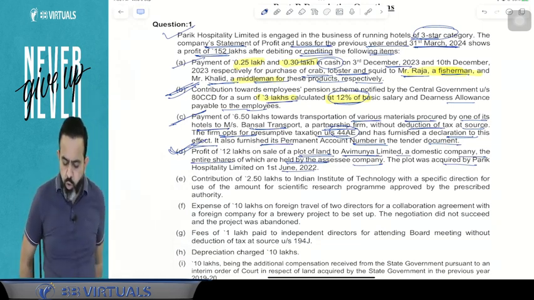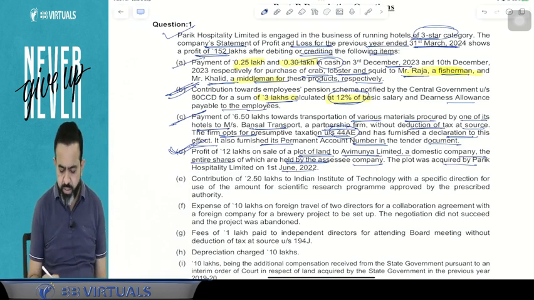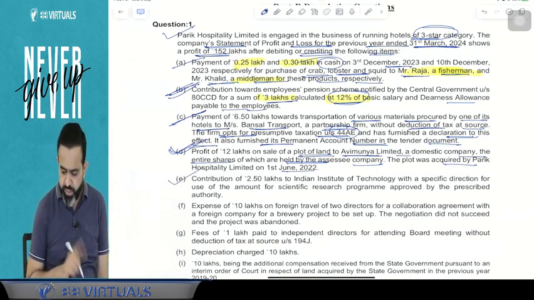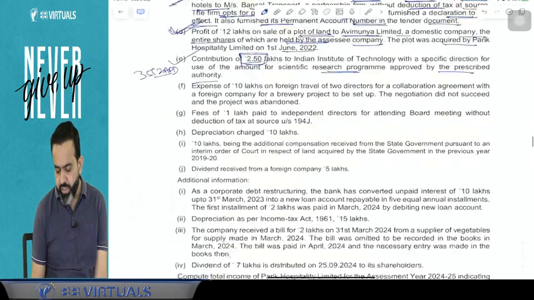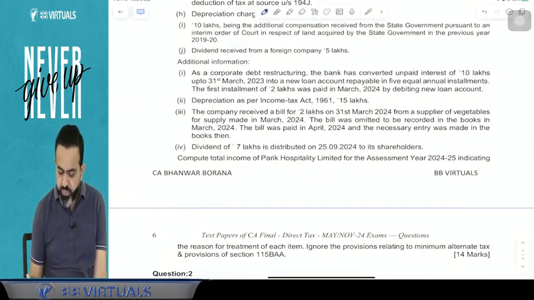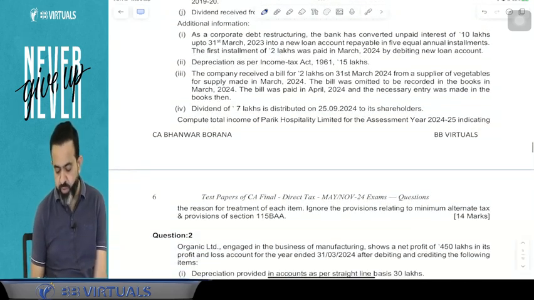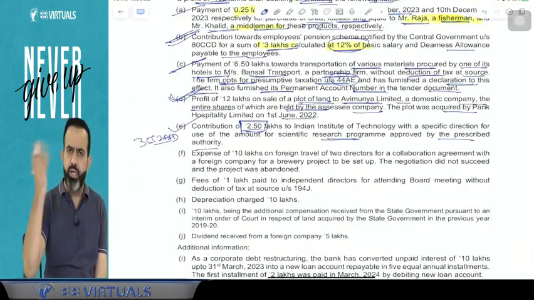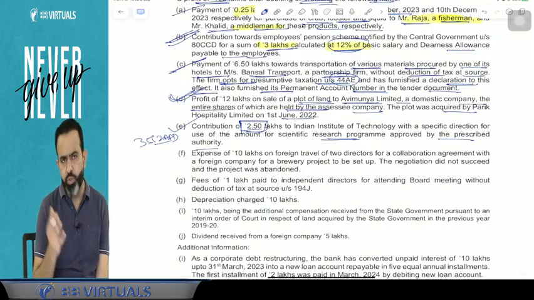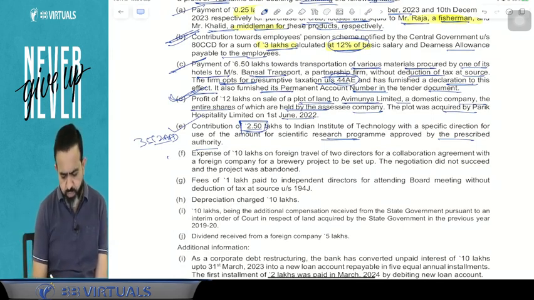Now, next part. Contribution of 2.5 lakh to the Indian Institute of Technology with the specific direction for use of the amount for the scientific research program approved by the prescribed authority. So guys, if any amount is paid to the IIT, deduction is allowed under section 35(2AA), 100% deduction is allowed. Here the assessee has not opted for 115BAA. So when the assessee has not opted for 115BAA, it is going to be allowed. So here the 100% deduction is already debited to the P&L account, so there is no need for any further adjustment. Now, next part.